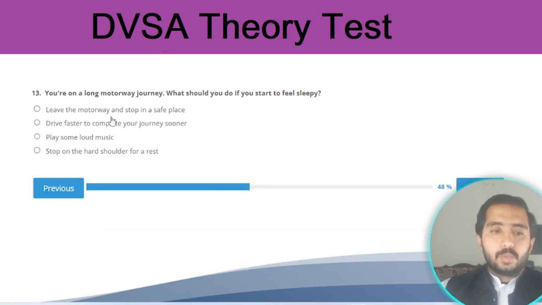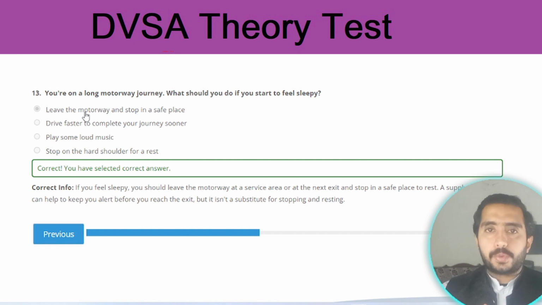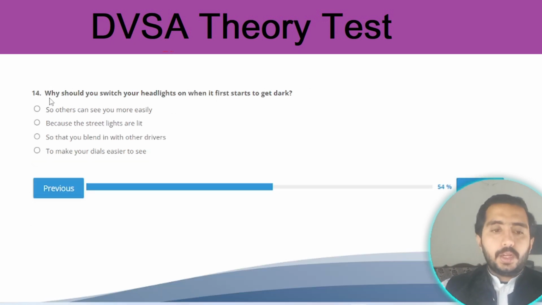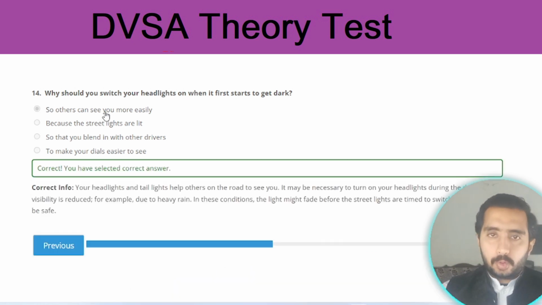Next one. Question number 13 is, you are on a long motorway journey. What should you do if you start to feel sleepy? In this case, leave the motorway and stop in a safe place. Option A is the correct option. Next one. Question number 14. Why should you switch on your headlights when it first starts to get dark? The correct option is so others can see you more easily. Option A is the correct option.